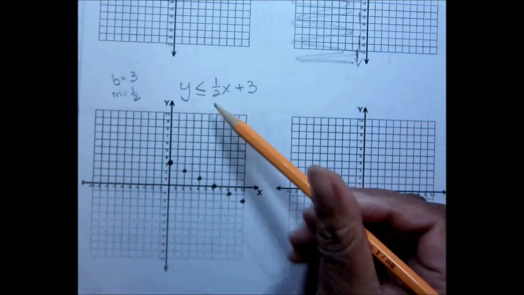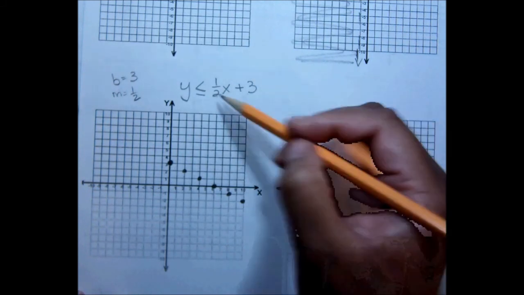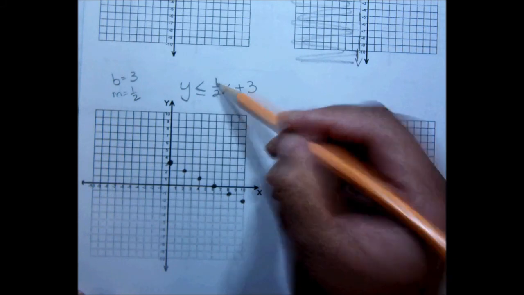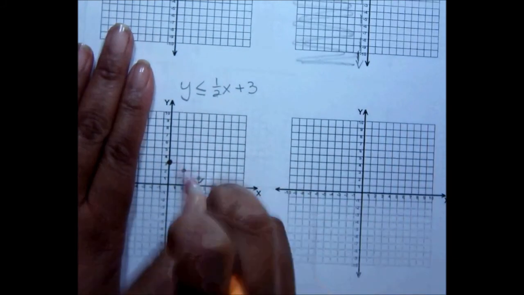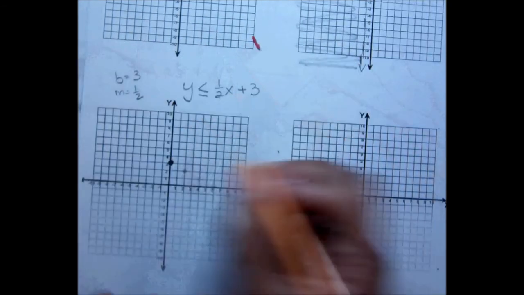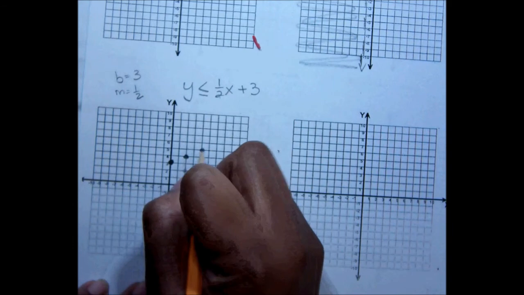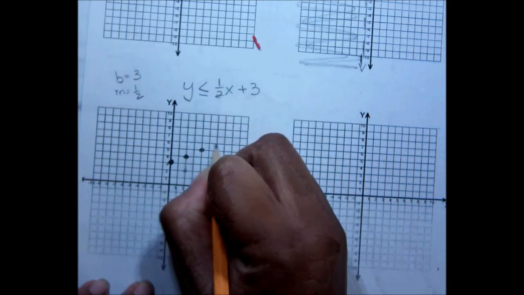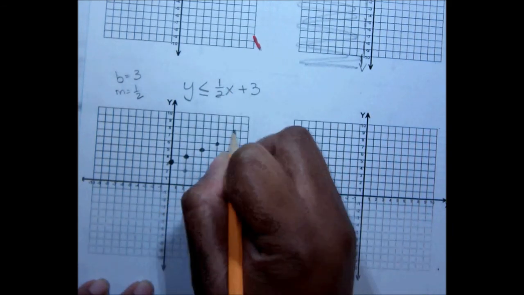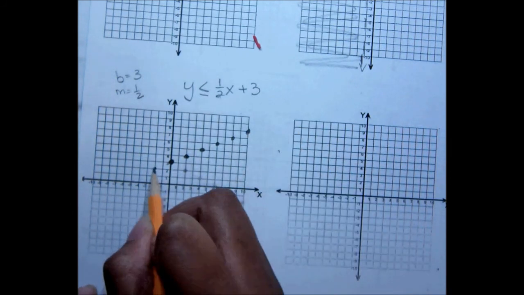Is that correct for this problem? No, it's not. And why not? Because it's not negative, it's positive. So what should we have done? You go up 1 and to the right 2. And why are we going up? Because our rise over run is positive. Good job. Now we go the opposite direction, so down and left.